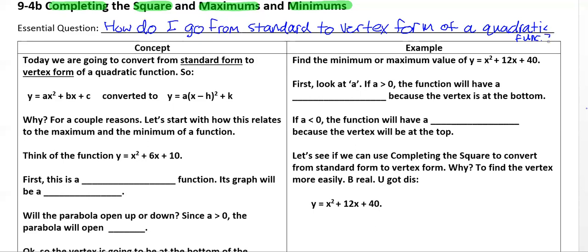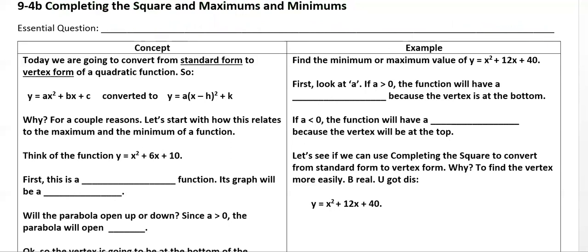All right, so this is something we've actually talked about in the last chapter, this idea of converting between the two different forms. Hopefully you remember that with quadratic functions, you have standard form, you have vertex form, and there's also intercept form. And today we're going to learn how to go from standard to vertex and apply that to finding the maximum and minimum values, output values of the function.